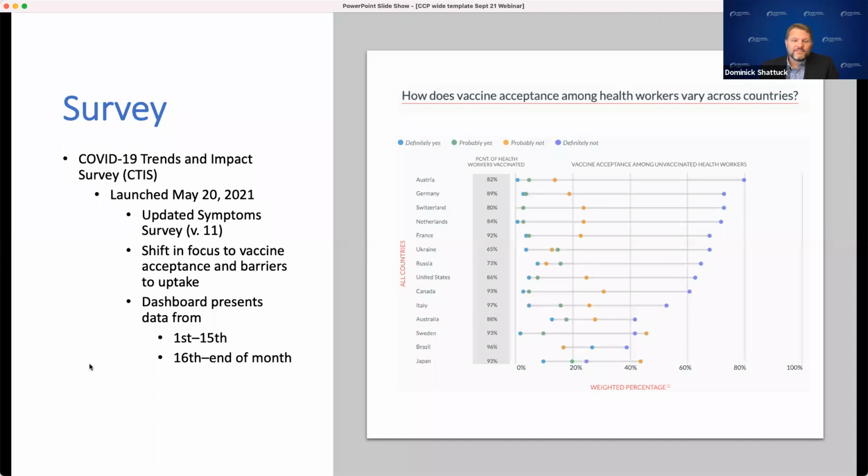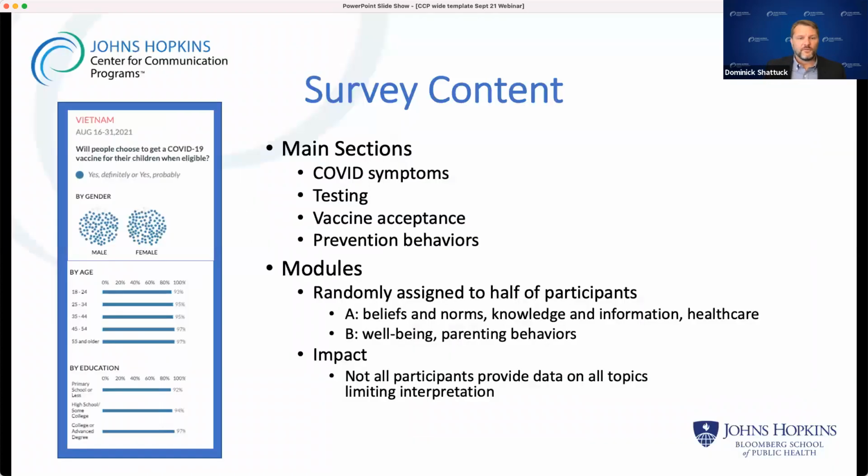The dashboard presents data starting from May 20th, 2021, and will continue through the new year. These data could be displayed in a variety of ways. We chose to compile and present these data twice a month. So you'll notice that the data is presented for periods spanning from the 1st of each month through the 15th, and then it's also presented for the 16th through the end of each month. And we did this to compile information and to make the sample sizes a little bit bigger.